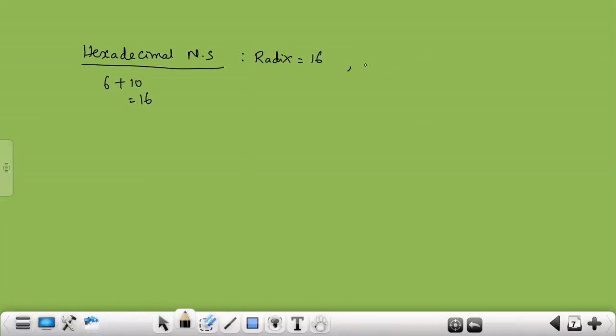0 to 15, sir. So I can have the elements as 0 to 15. But assume that I have written 14 like this. I cannot differentiate whether it is a decimal number system or hexadecimal number system. So there will be confusion. How to solve this particular thing?